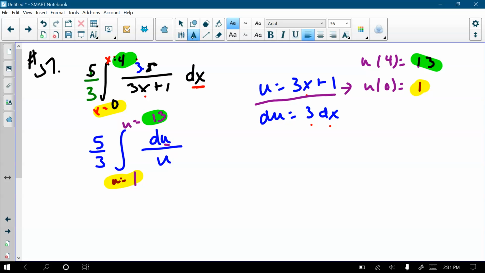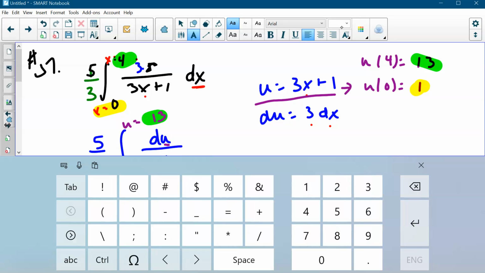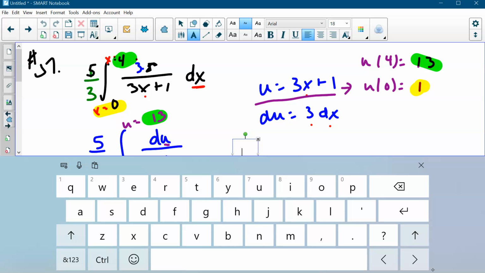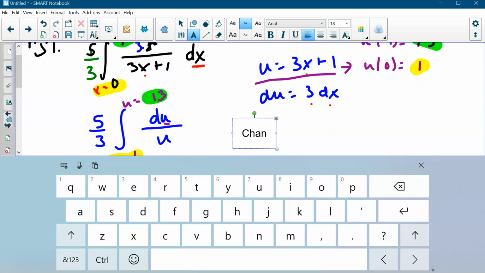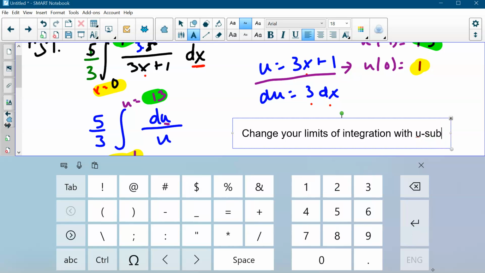Actually, I'm going to put a little note here because it's super important. Change your limits of integration with u sub. u sub. Let's put an exclamation point.